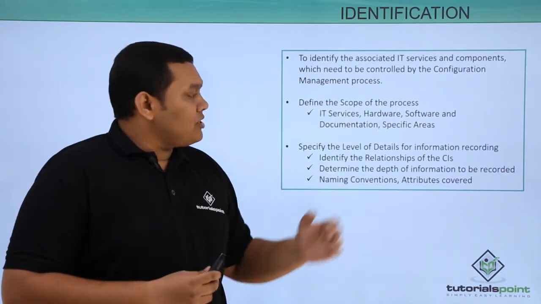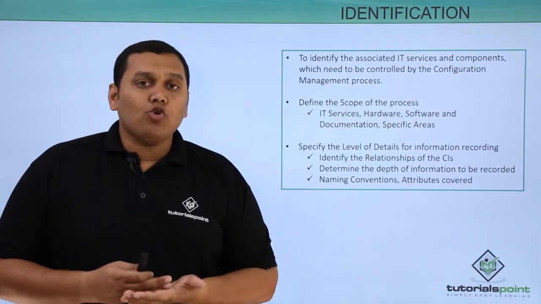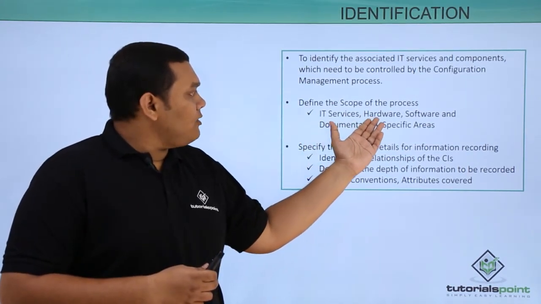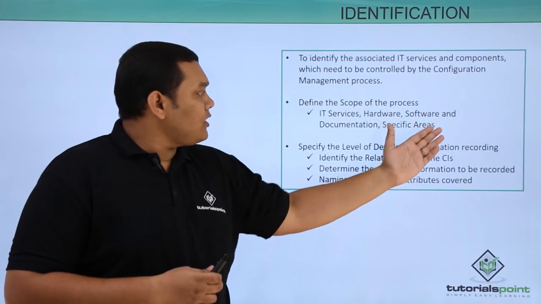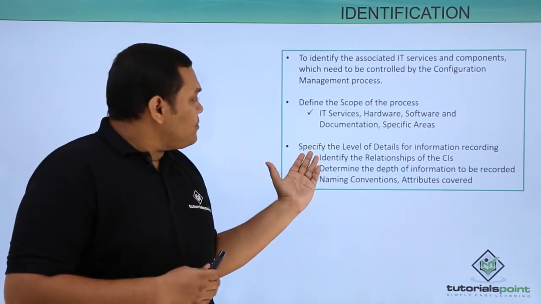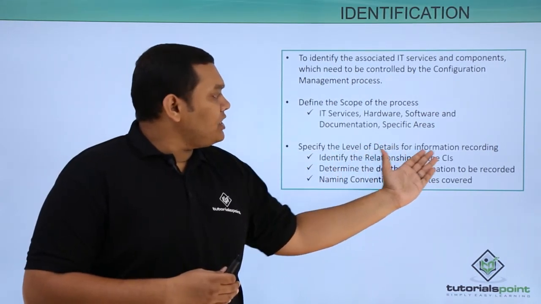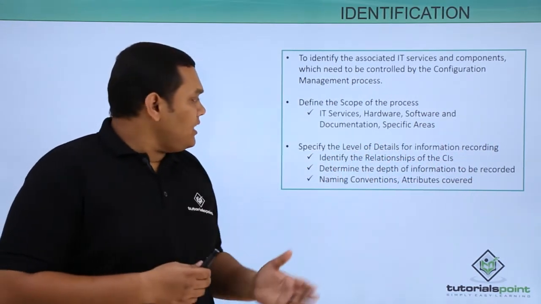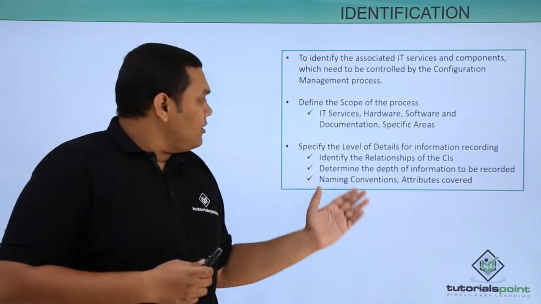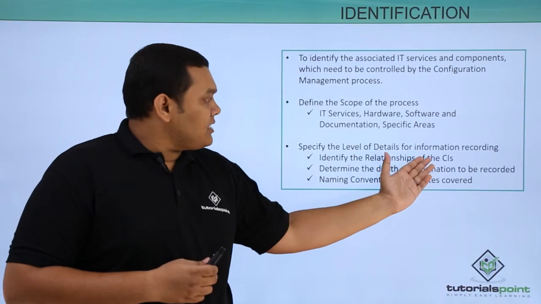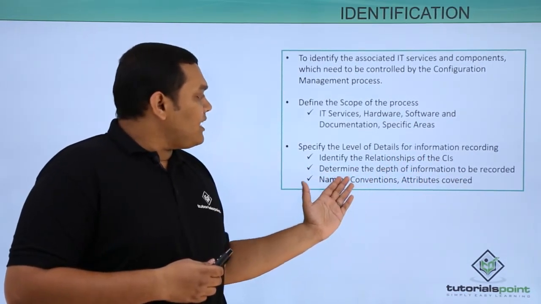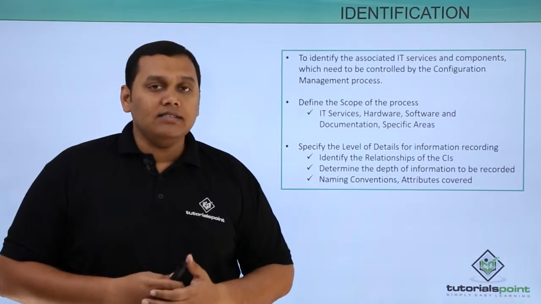Define the scope of the process. By this activity we define the scope of the process, that is the scopes are IT services, hardware services, software services and documentation and specific areas as well. Coming to the third point, specify the level of details for information recording. That means in this activity we specify the level of details for the information to get recorded. You can see identifying the relationships between the CIs, determining the depth of information to be recorded and also naming conventions and attributes are covered under this category.